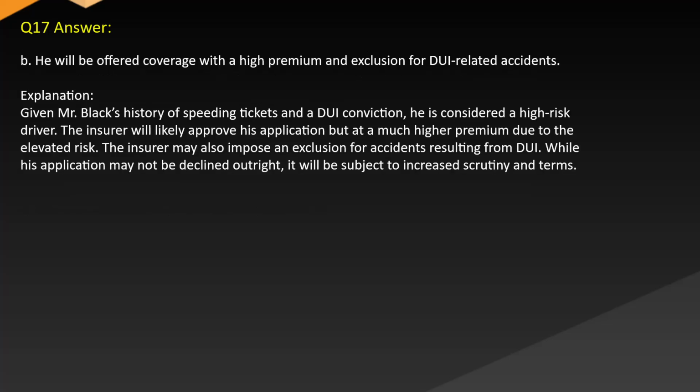Answer: B. He will be offered coverage with a high premium and exclusion for DUI-related accidents. Explanation: Given Mr. Black's history of speeding tickets and DUI conviction, he is considered a high-risk driver. The insurer will likely approve his application, but at a much higher premium due to the elevated risk. The insurer may also impose an exclusion for accidents resulting from DUI, while his application may not be declined outright, subject to increased scrutiny in terms.